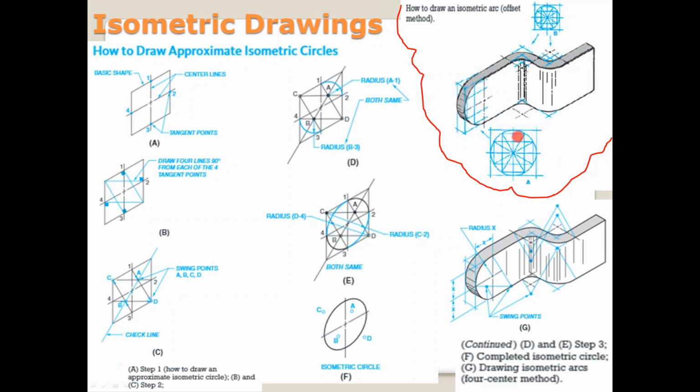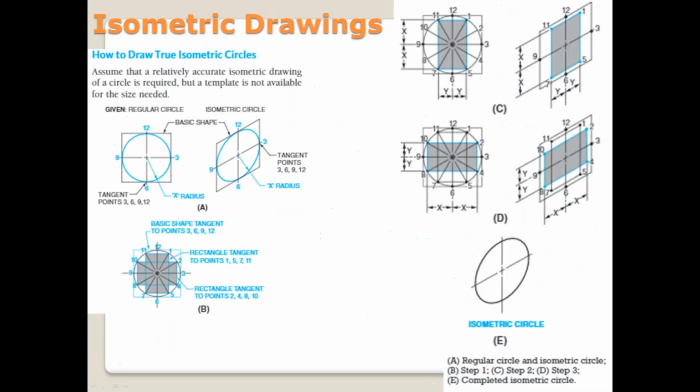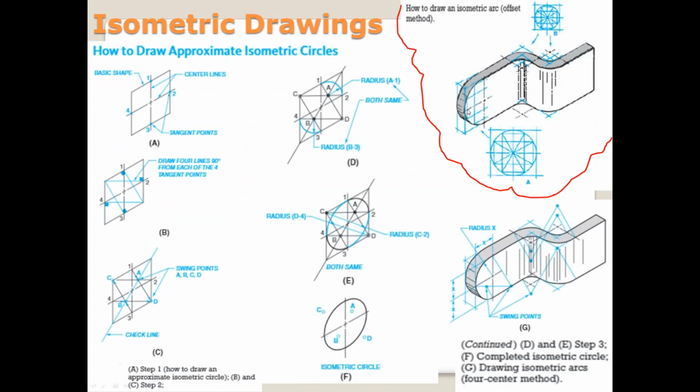And if you want to use the offset method, from here you follow the same offset method from the last lecture, and then do the same thing to complete that isometric arc. Same thing here. This is the case when you deal with an approximate isometric circle: to do this semi-circle, this arc, you establish the same swing points the way we did here. Once you establish those swing points, swing that arc, and then complete that arc with your compass.